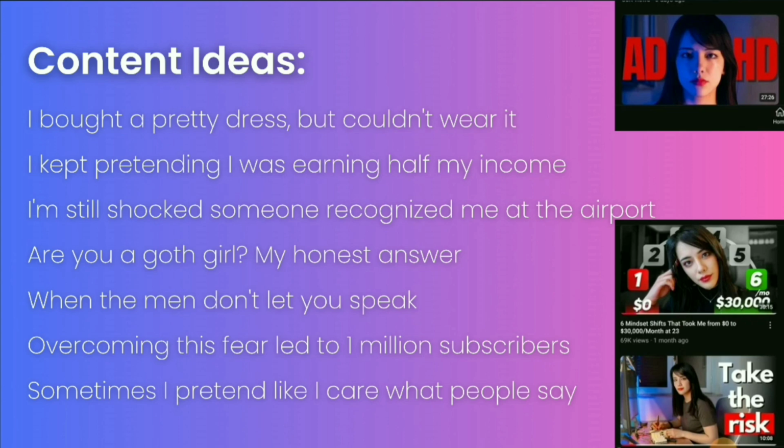So for example, I bought a pretty dress but couldn't wear it. Why is it that you can't wear it? What's stopping you? The fear of standing out. It's too pretty. You wear it outside and people start giving you glances and looks and stuff like that.